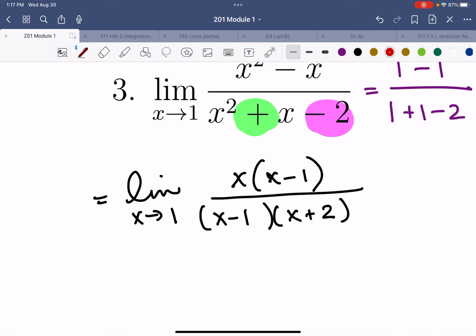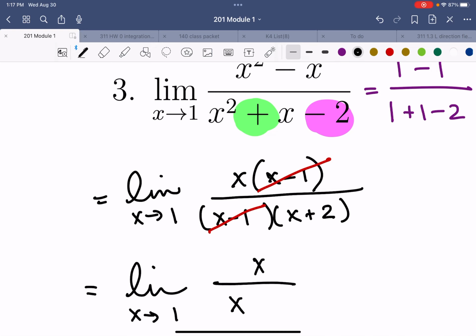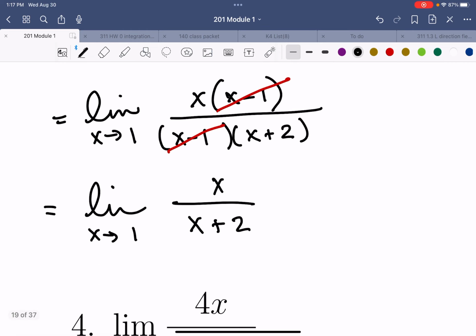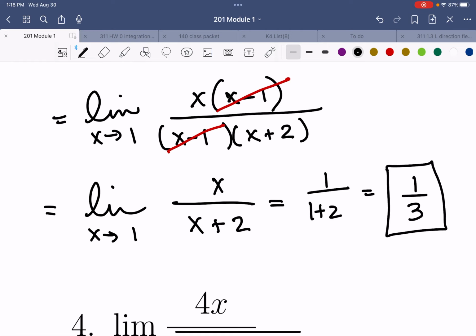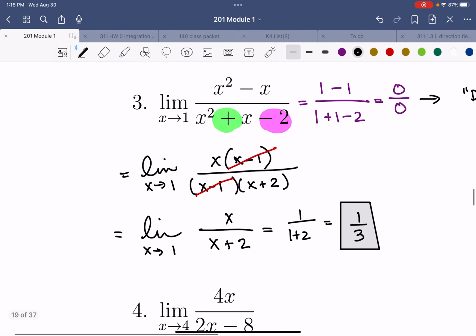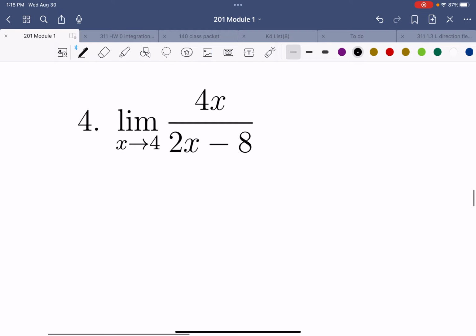Now that I have it factored, I can go ahead and cancel the x minus 1s. And I'll be left with the limit as x goes to 1 of x over x plus 2. Now that I've gone ahead and canceled and simplified, I can go ahead and evaluate my limit again. So let's try plugging in our limit one more time. So 1 on top and 1 plus 2 on the bottom, and I get 1/3 as an answer here.